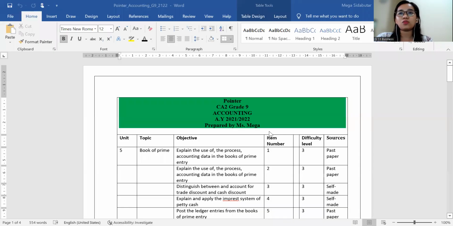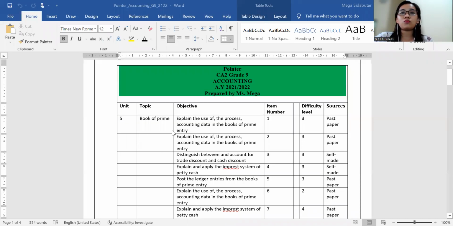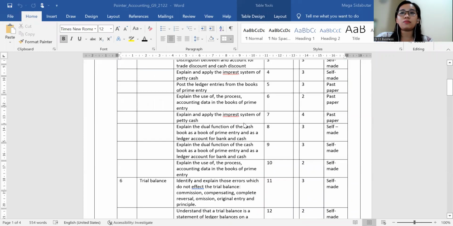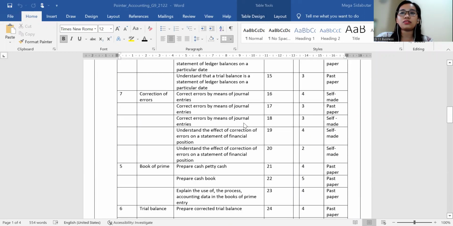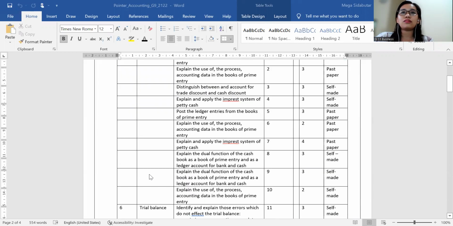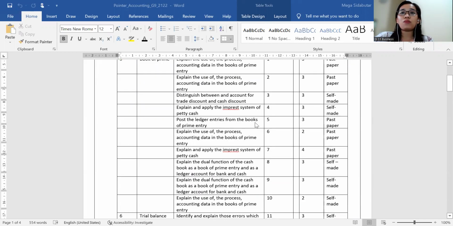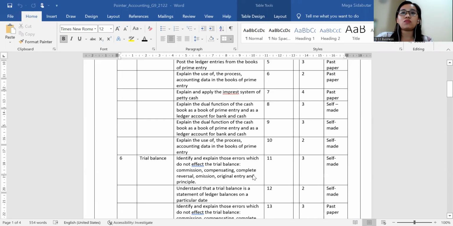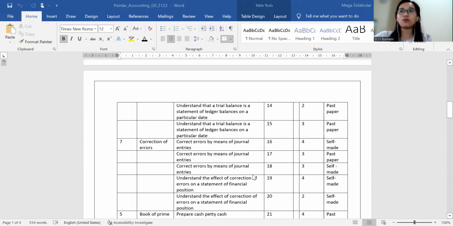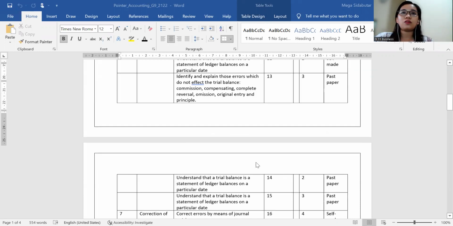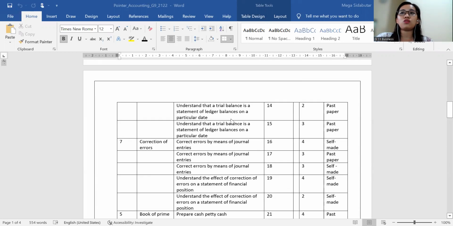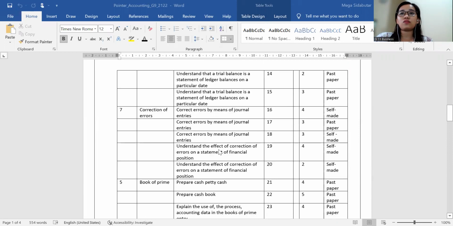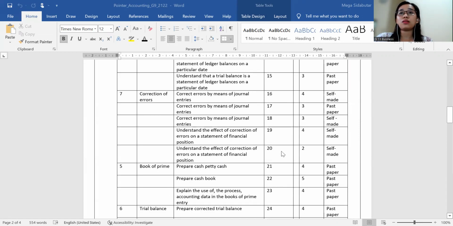But before that, take a look at the pointers that I already posted on ANSYS and also on our GCR. I think it is pretty similar to the last CA. We will have a CA with 20 multiple choice questions. From the books of prime entry, it is around 10 questions. From trial balance and correction of error, I combined them. The trial balance is around 5 questions, and from the correction of error, there will be 5 multiple choice questions.